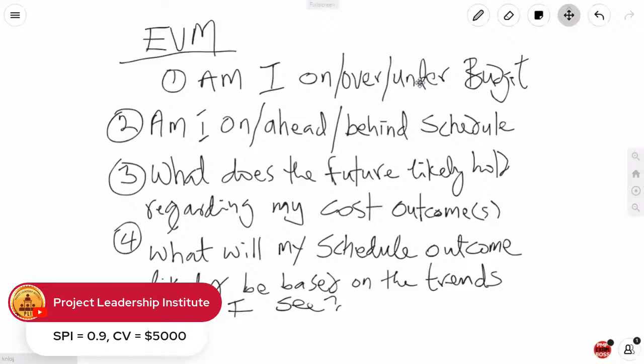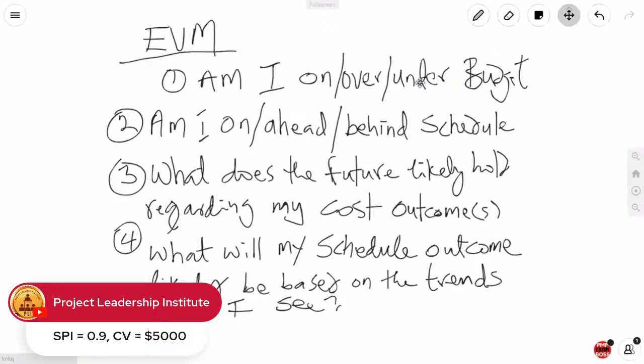From a schedule perspective, this is not very good. You're 90% efficient schedule-wise. And from a cost perspective, this is good. You're under budget, so you're getting more work done than you're actually paying for. So this isn't bad. It's actually good. Plus $5,000. Now, if it was negative $5,000, we would have a problem. Let me give you one more just to be absolutely sure.